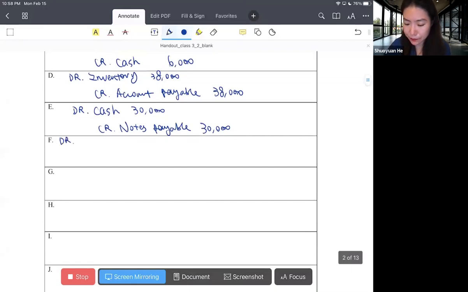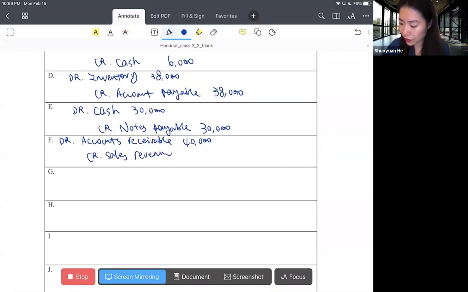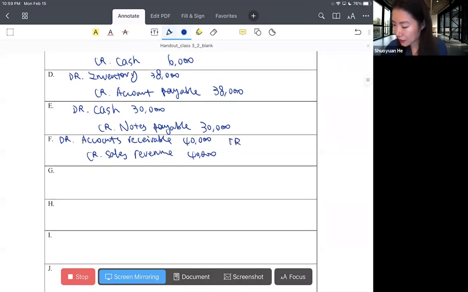So debit accounts receivable for 40,000. Credit sales revenue for 40,000. At the same time, debit cost of goods sold for 22,000. Credit inventory for 22,000.